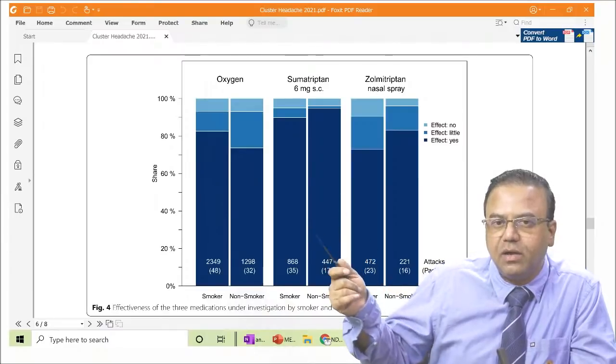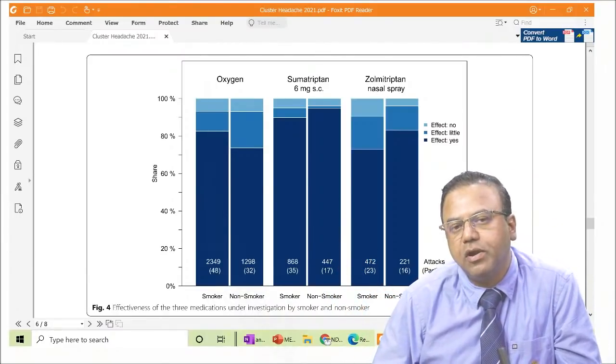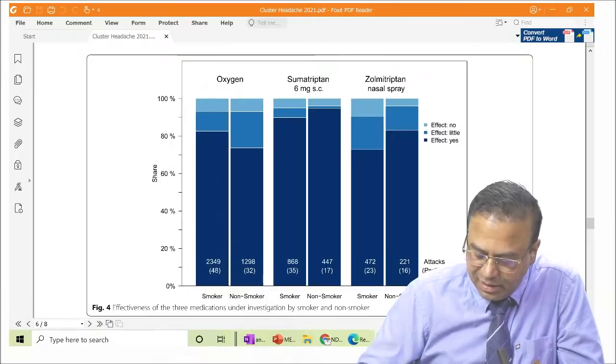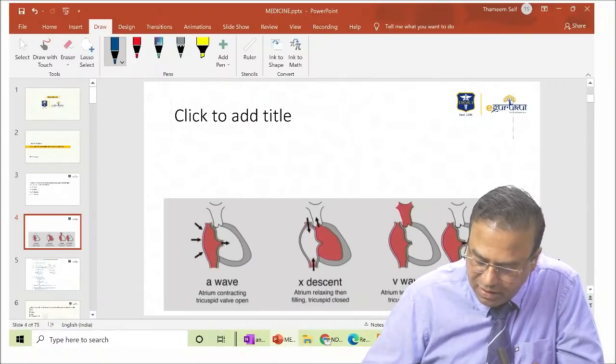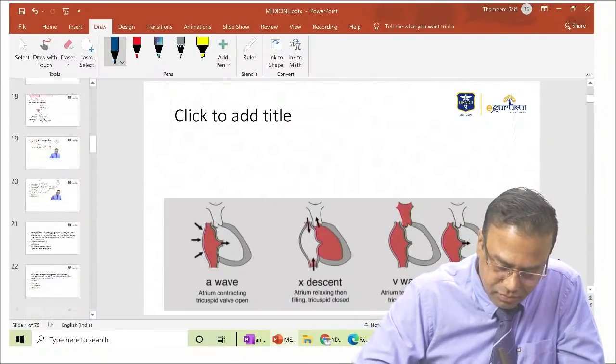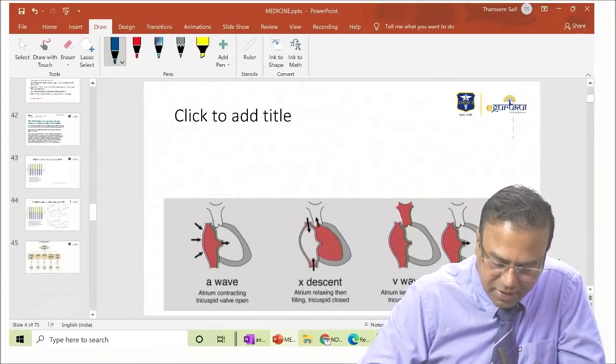So ultimately, the conclusion you get among all these three, the most effective seems to be subcutaneous sumatriptan. And I think because this article is coming out now, it's no wonder that they've asked in the exam also. So my choice among these should be subcutaneous sumatriptan.